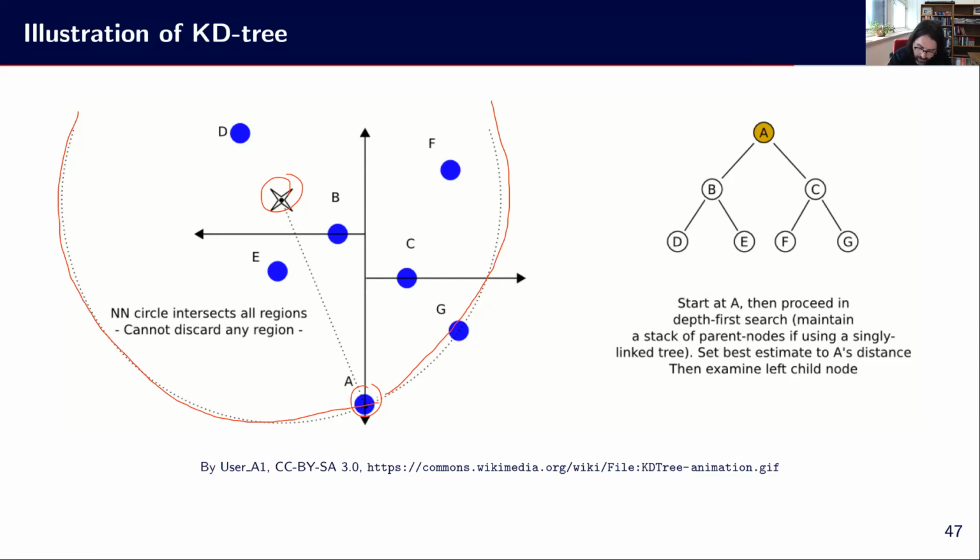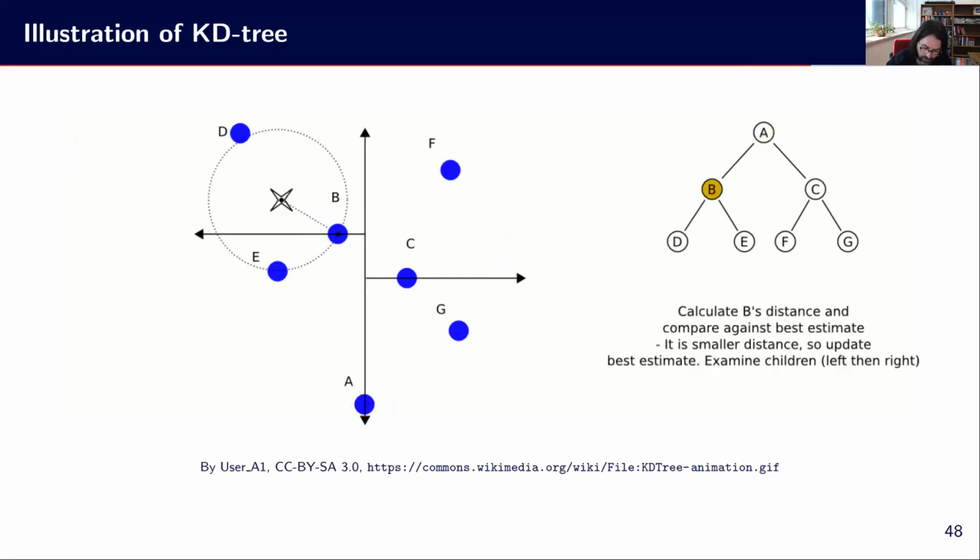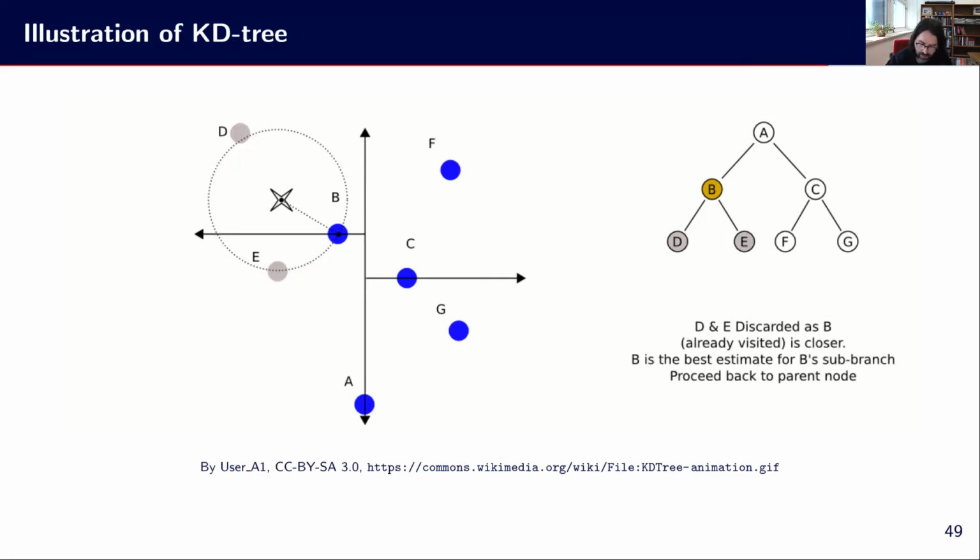So we go depth first. Then we will examine the left child node first. So we have this with A, and then let's move with B. So with B here, we see that we are reducing the ball to that thing here. And we compare this with the best estimate, which was A before. And we see that B is closer to the point than A. So let's keep B. We will not go back to A. And then we will evaluate the distance to D and E, and we can discard them because we see that in fact B is the closest one. And then we can just proceed back.